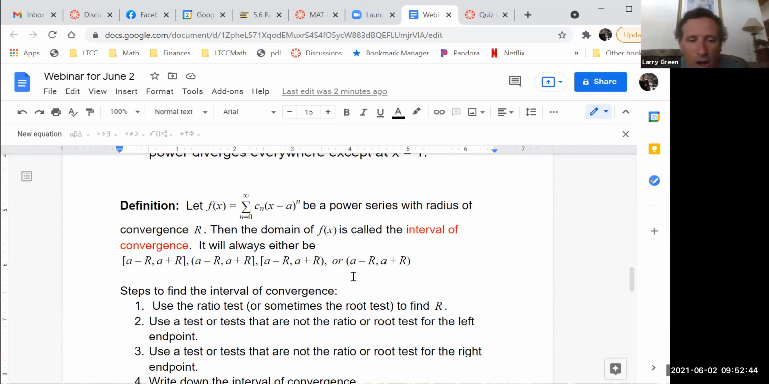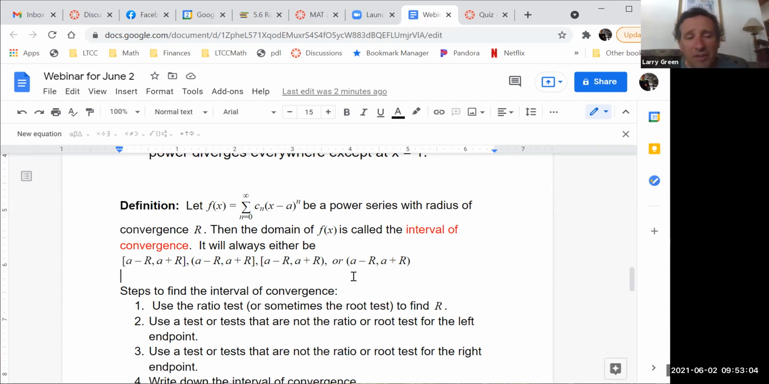So that will always be one of the four. Okay. So domains are important. We want to be able to say, what is the domain of this power series? You learn in algebra, you spend a lot of time talking about the domain of a function. Well, here we are, we got functions.